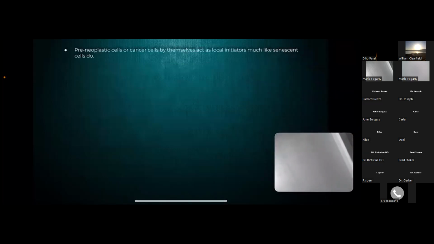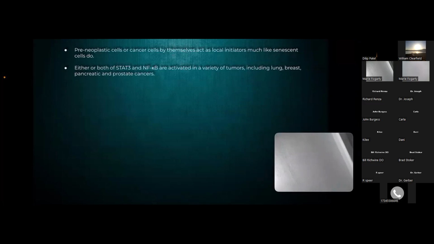Pre-neoplastic cells or cancer cells by themselves act as local initiators, such as senescent cells do. Okay, I think we're getting close to the end, close to landing the plane here. Either or both the STAT3 and NF-kappa beta are activated in a variety of tumors, including lung, breast, pancreatic, and prostate cancers.